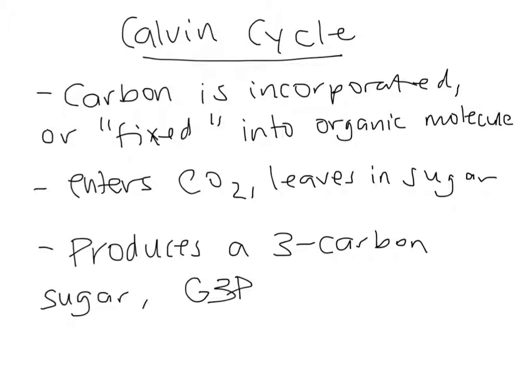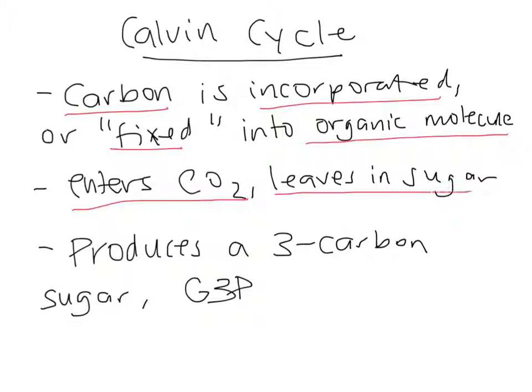The Calvin cycle is characterized by the fixation, or the incorporation of carbon into a molecule, specifically an organic molecule in this case. Carbon dioxide enters the Calvin cycle in the form of CO2, and leaves in the form of sugar. The product of the Calvin cycle is a 3-carbon sugar, called G3P, or glyceraldehyde 3-phosphate, which can then be used in later processes to form glucose.